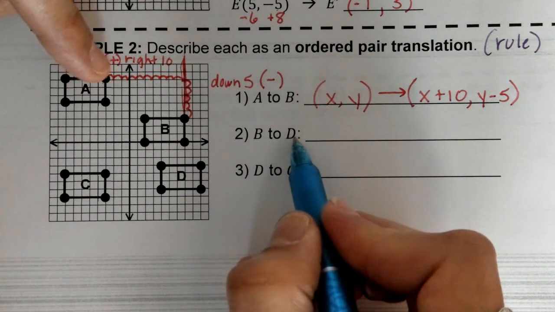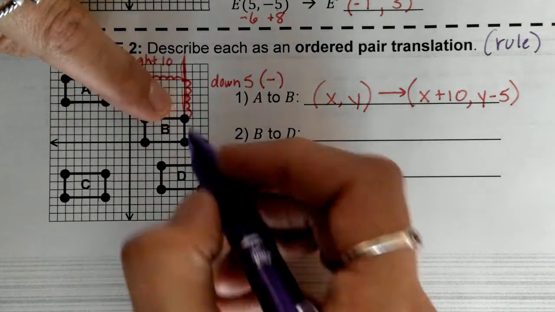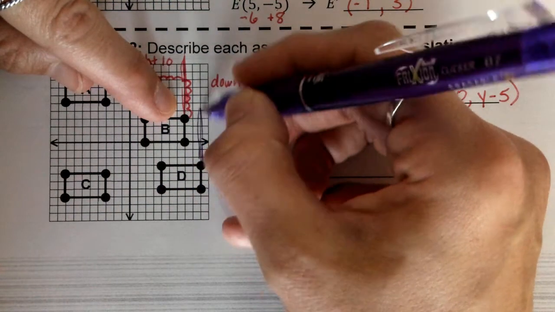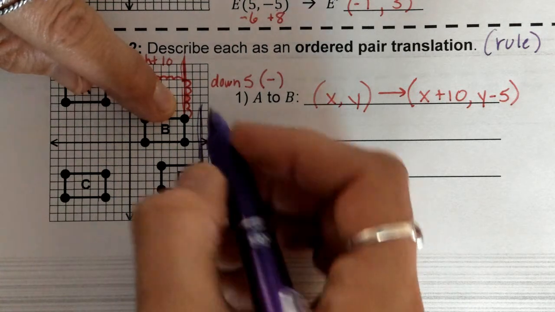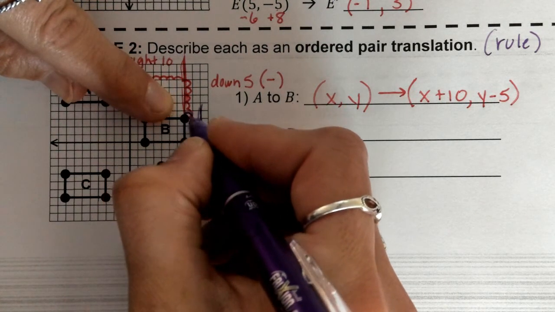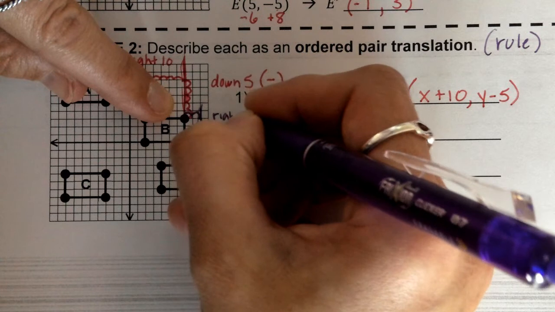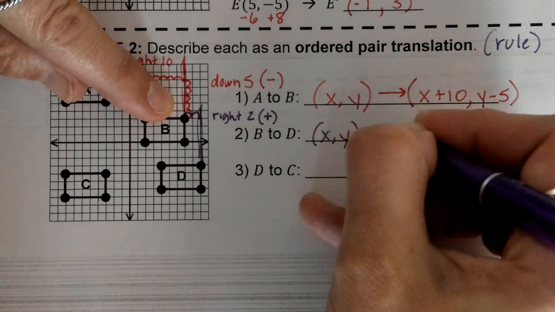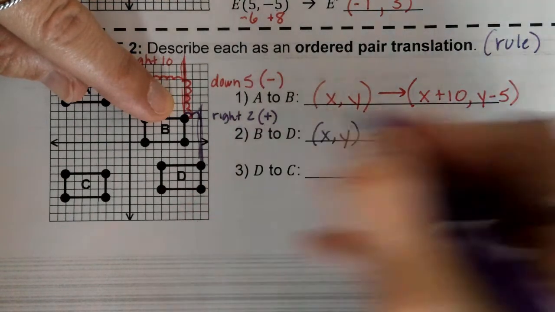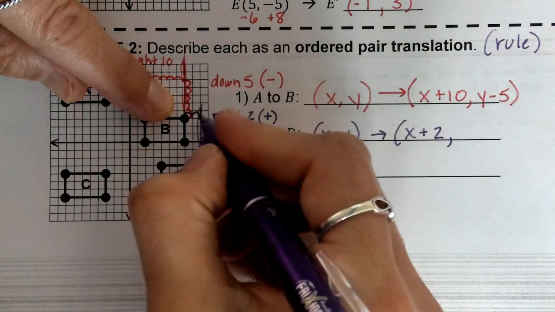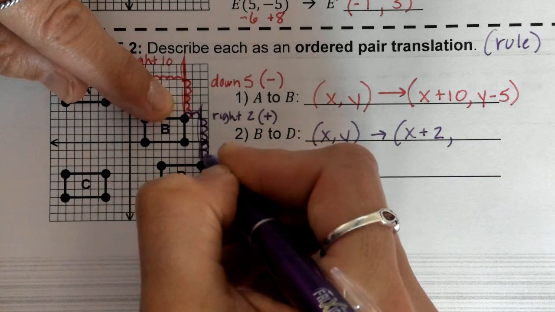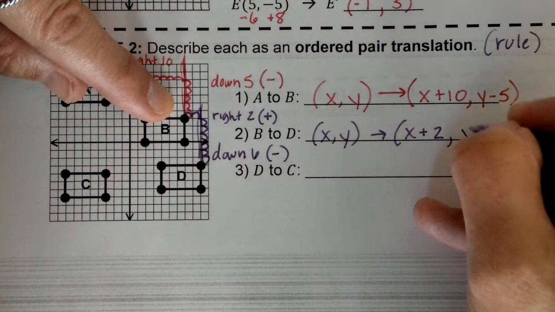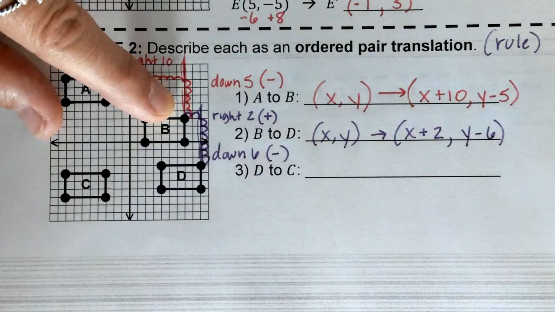Next, we're going to go from B to D. I'm just going to use the same exact point, that top right here. And I know that I want to go left or right first. So I need to make sure that I meet up with where this point is. So I'm going to go right 1, 2. So I went right 2, which is adding. So x, y is going to go to x plus 2. And then I'm going to go down 1, 2, 3, 4, 5, 6. Down 6 is going to be subtracting from your y, so y minus 6.